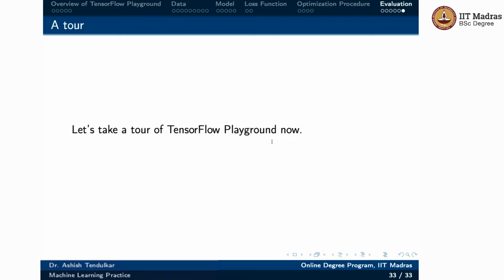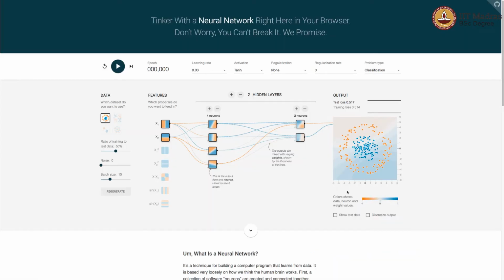So let's take a tour of TensorFlow Playground now that you are familiar with its different components. When you open TensorFlow Playground by typing playground.tensorflow.org in your browser, you get such a window here. There is a network-like structure over here. This is basically a neural network.